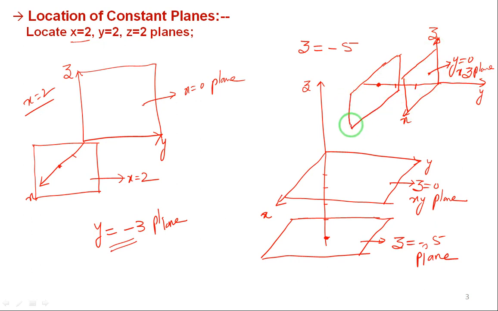Yes, this is parallel. Yes, I hope it is correct. Has anybody drawn it correctly? You can respond. Y equal to minus 3 plane. Yes, sir. Yes, it is correct.